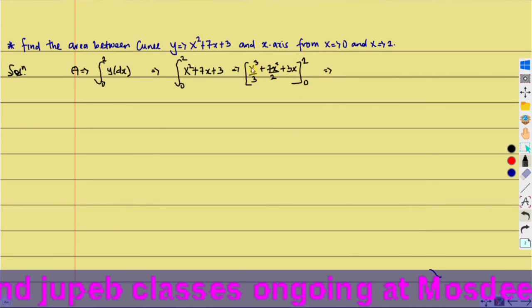So let's do this one. This will be 2 raised to power 3, which is 8 over 3. This is plus 14. 2 squared is 4, so 4 times 7 over 2 is 14. You can always ask me. Then this one is plus 3x. So 3 times 2 is 6. Minus the lower ordinate, which is 0. Everything here will be 0. I hope students are following.